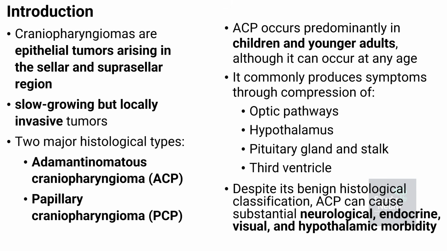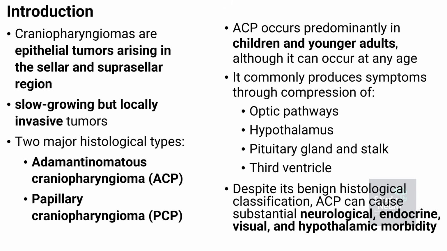Craniopharyngiomas are epithelial tumors that arise in the sellar and suprasellar region, close to several structures that are essential for vision, hormone regulation, and normal brain function. They usually grow slowly. However, they can invade nearby structures. Two major histological types are recognized: Adamantinomatous Craniopharyngioma and papillary craniopharyngioma.